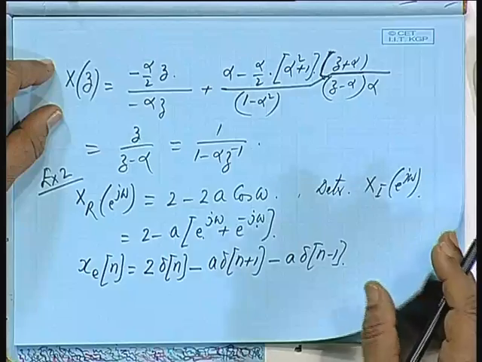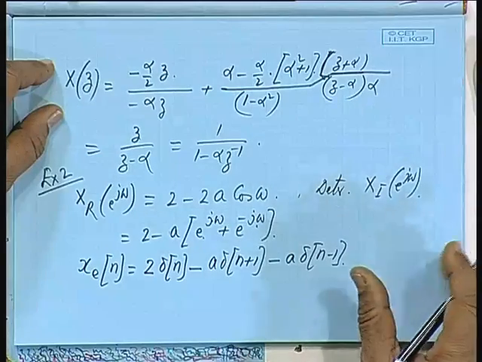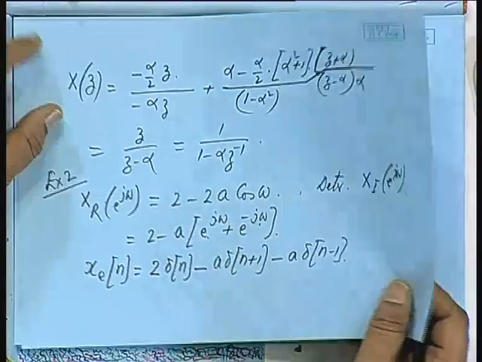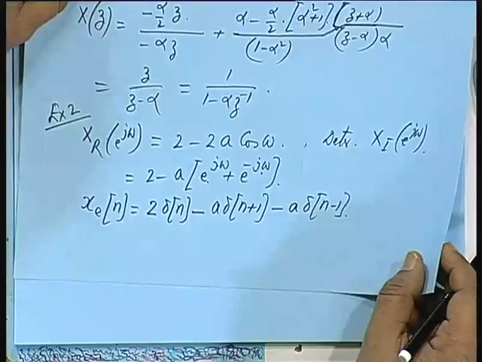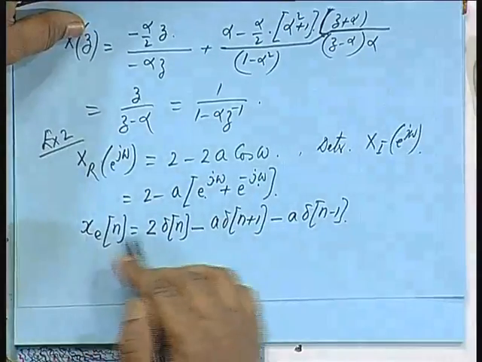If I shift it by 2 steps, it will be e to the power minus j 2 omega and so on. If I shift it on the other side, it will be plus j omega. So, it will become delta n plus 1. Corresponding to this term, it is delta n plus 1. Corresponding to this term, it will be delta n minus 1. Is that okay? So, this is x_e(n).